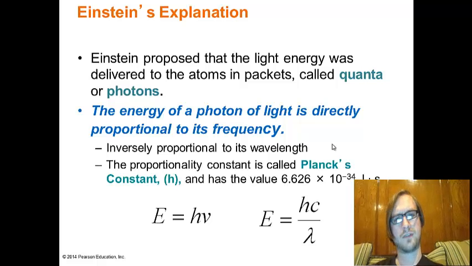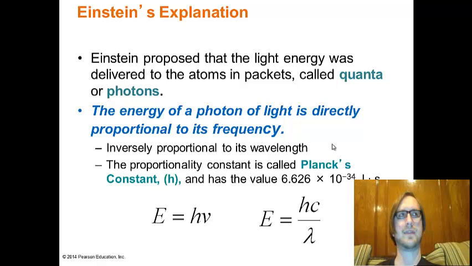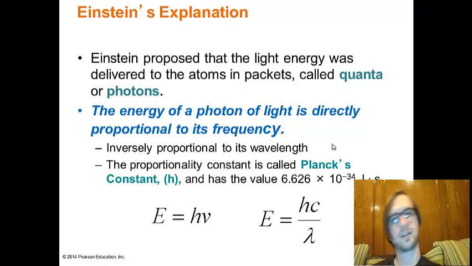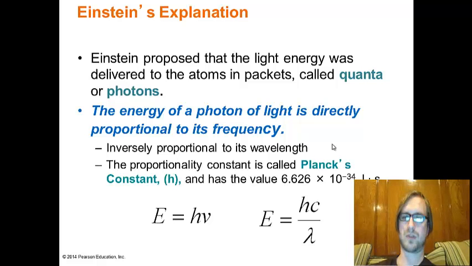So the energy of a photon of light, just one piece of light, the smallest packet of energy, is directly proportional to its frequency. And we know that frequency is inversely proportional to wavelength. So the energy of a photon of light is directly proportional to frequency. That means the energy of a photon of light is inversely proportional to its wavelength.